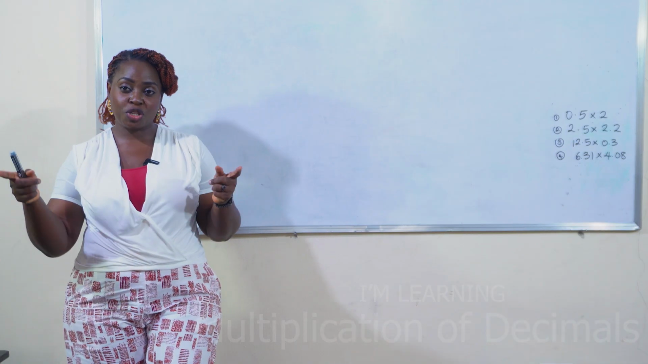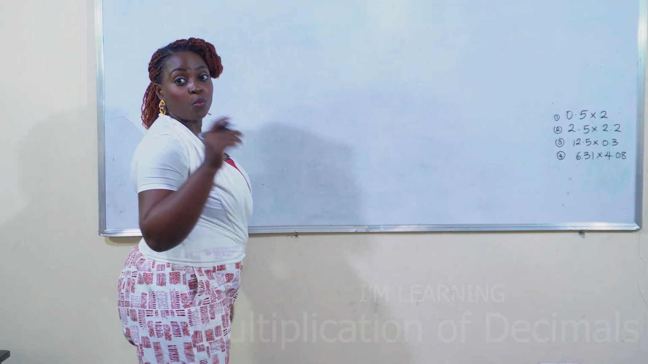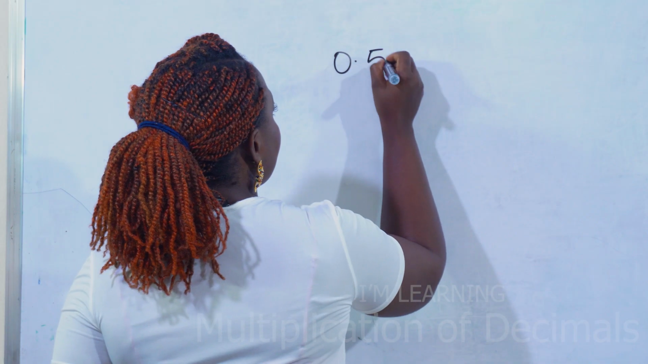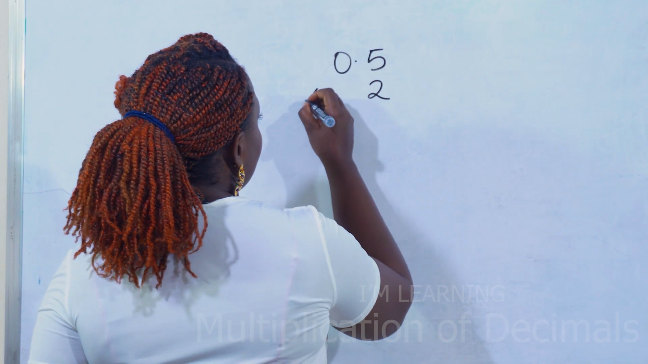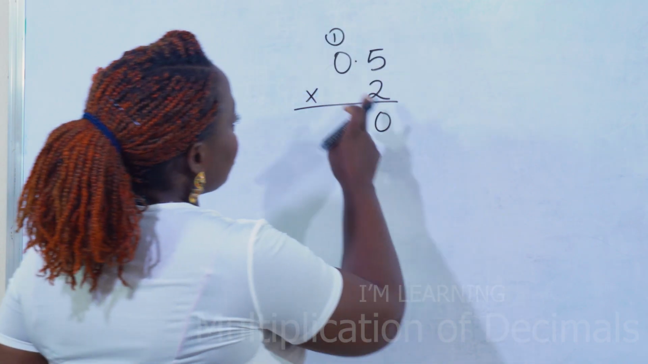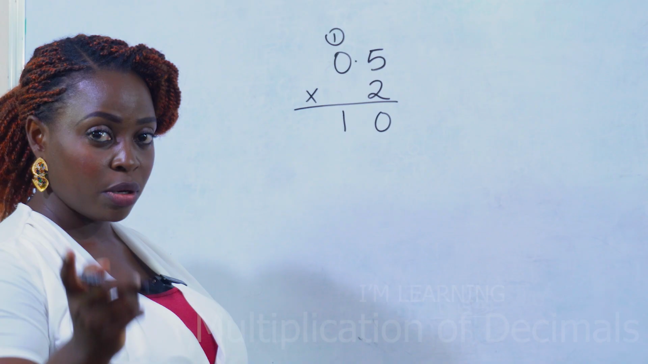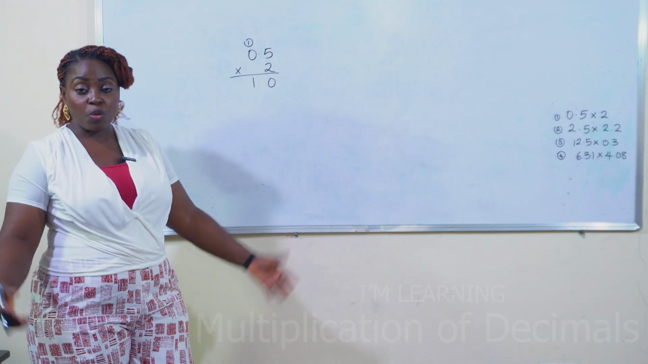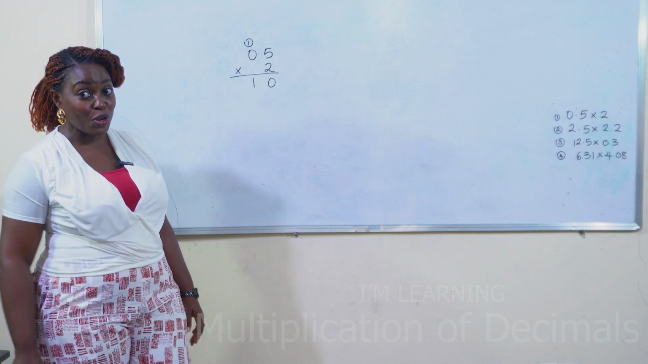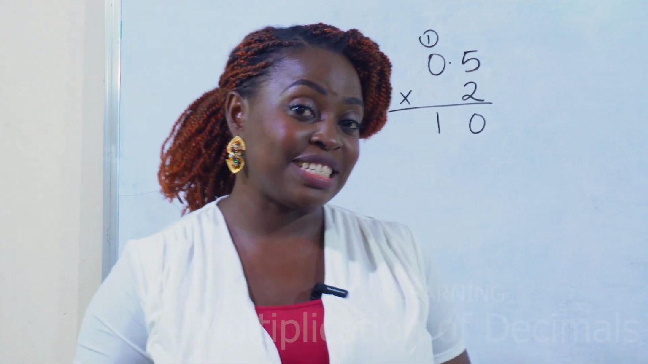Now the first very simple question that we're going to be looking at is 0.5 times 2. Now remember, we do this as if we are multiplying whole numbers. So 0.5 times 2. 2 times 5 is 10, 0, I will carry 1 there. 2 times 0 is 0 plus 1 is 1. So my answer looks like it's 10, right? No. It looks like our answer is 10, right? Absolutely not. Remember, you must count out the decimal places in your question and indicate it in your answer.